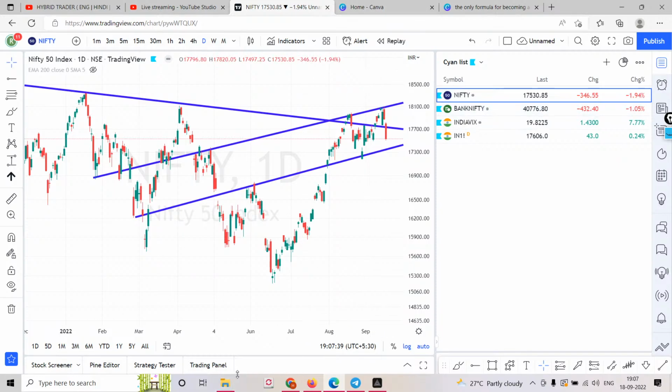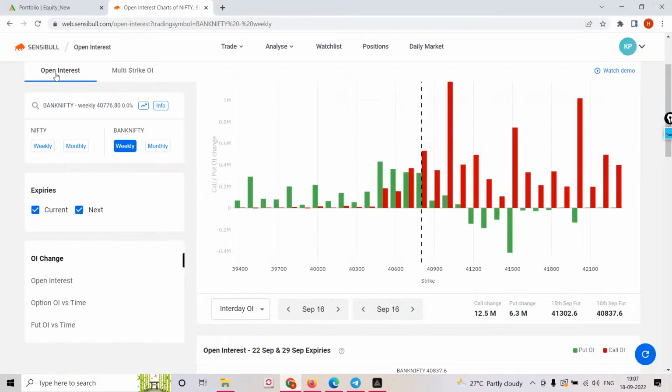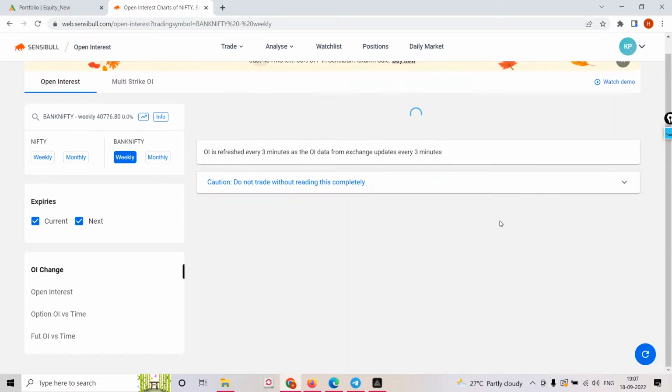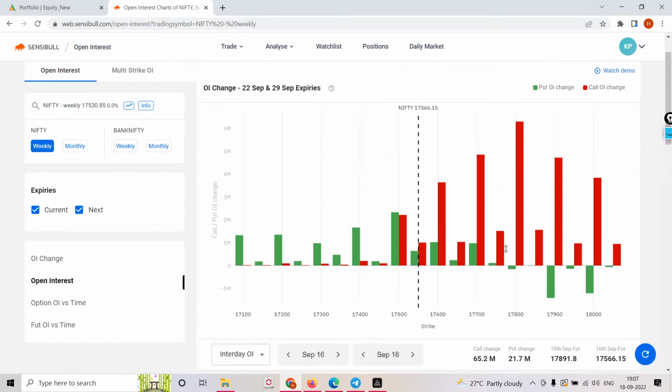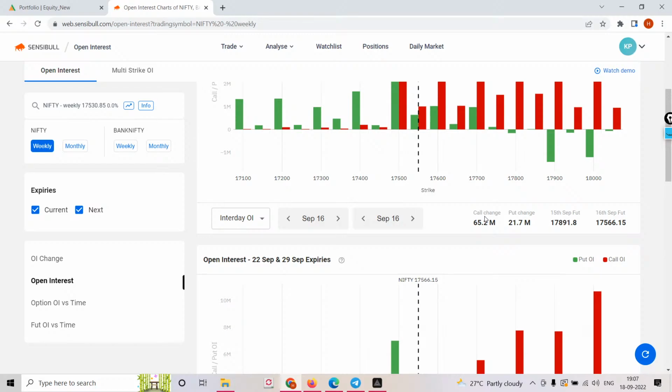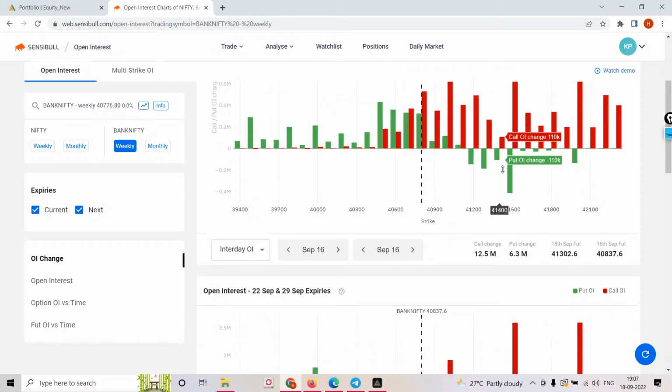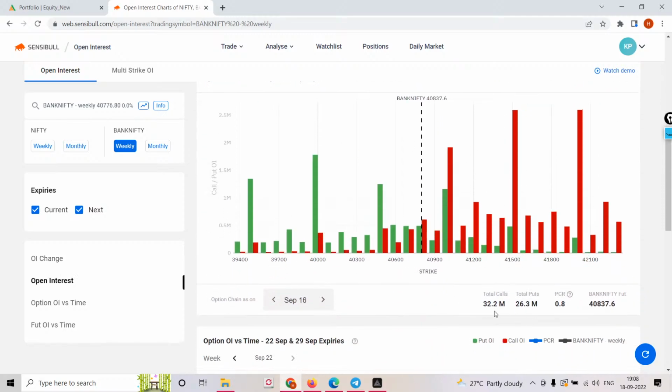That's the reason when I go back to Nifty, you see the calls and puts on the intraday: 65 versus 21. Now I'll take you to Bank Nifty. Looking at the historical, see 32.2 million and 26. There is not much deviation, but still Bank Nifty can be bearish. Point number one: sideways to bearish.